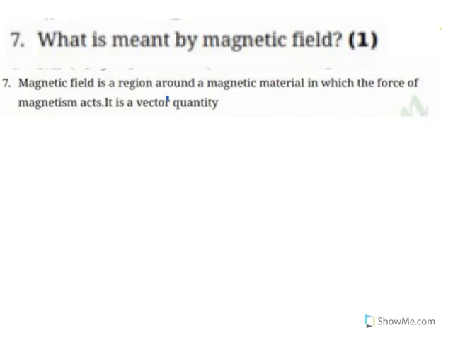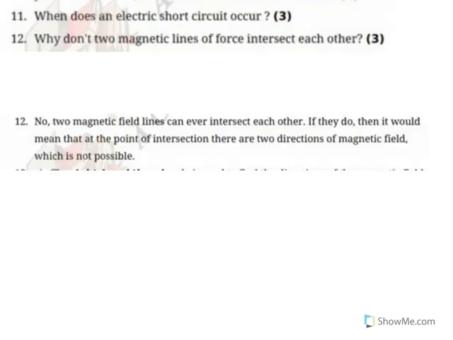What is meant by magnetic field lines? Magnetic field is a region around a magnetic material in which the force of magnetism acts. It is a vector quantity. It has got direction as well as magnitude.